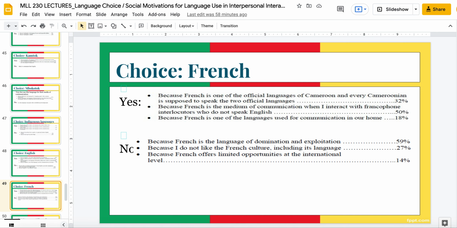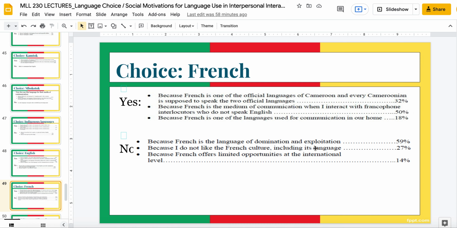And then French. So French, they speak French because it's one of the official languages. They are able to interact with Francophones who don't speak English. They're able to use the language in their home. And if they don't use French, it's because they look at it as the language of domination and exploitation. Wow.